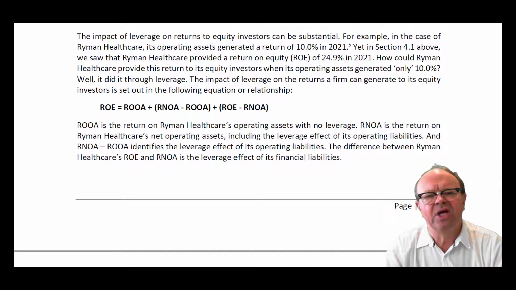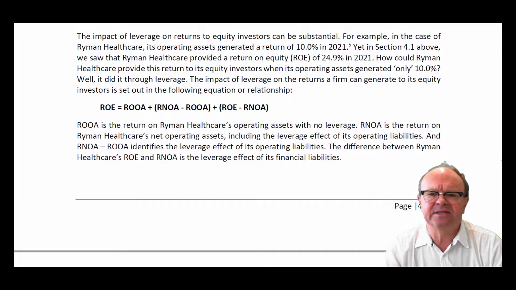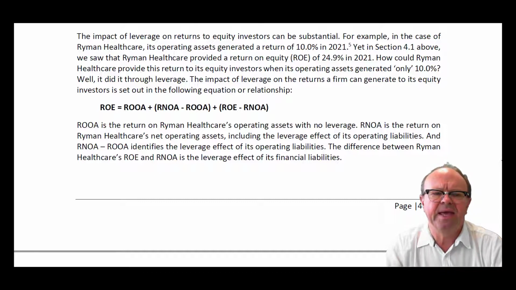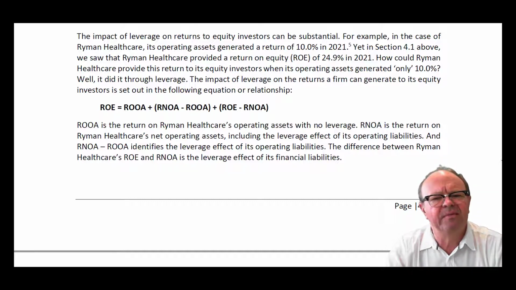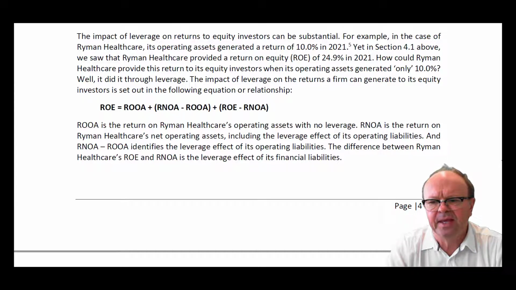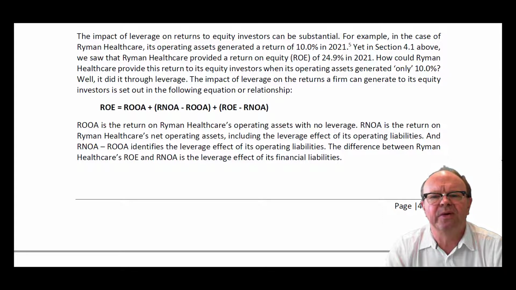The impact of leverage on returns to equity investors can be substantial. For example, in the case of Ryman Healthcare, its operating assets generated a return of 10.0% in 2021. Yet in section 4.1 above, we saw that Ryman Healthcare provided a return on equity, ROE, of 24.9% in 2021. How could Ryman Healthcare provide this return to its equity investors when its operating assets generated only 10.0%? Well, it did it through leverage.